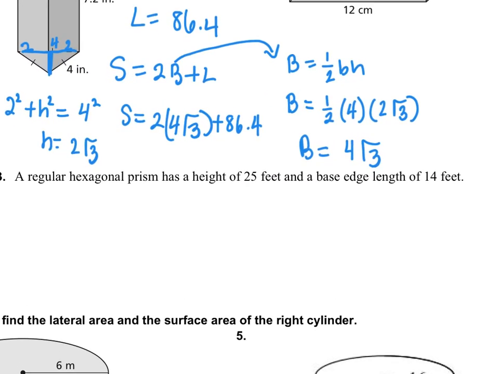So then, if I was to put this in the calculator exactly the way it is, I would end up with my surface area is approximately, this is where I can round, 100.3.